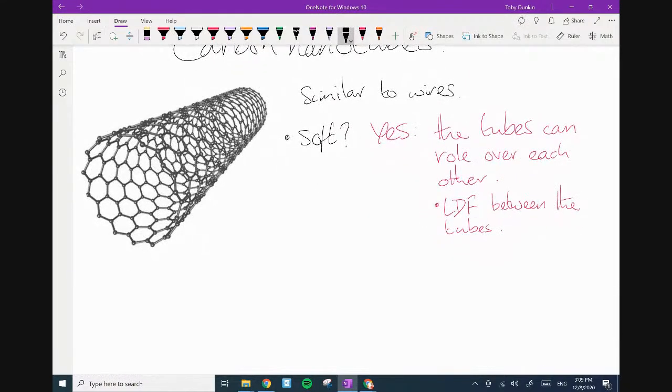What about conducting electricity? Electrons, e minus. The answer is yes. Same explanation as the others. Each carbon atom forms three bonds. The fourth unpaired electron hops off and can flow through the tube. Slightly modified, ever so slightly, but yes, electrons flow through the tubes.